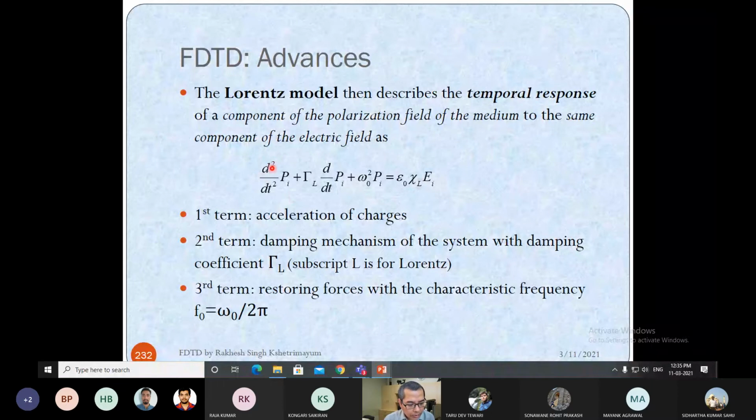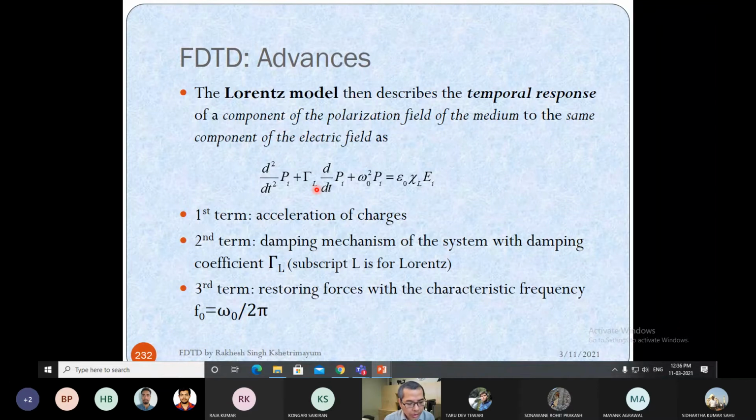So look at the first term here. You have a double derivative. That means basically this is the acceleration of charge. Second term here you have a single derivative, and this is basically due to the damping mechanism of the system with the damping coefficient gamma L. So we call this gamma L the damping coefficient, and L is because subscript L is for the Lorentz model.